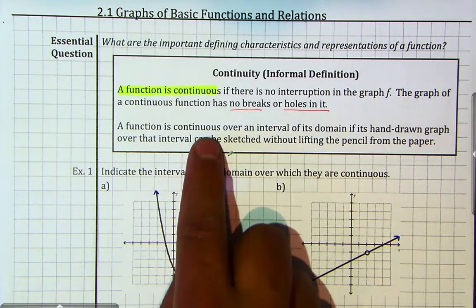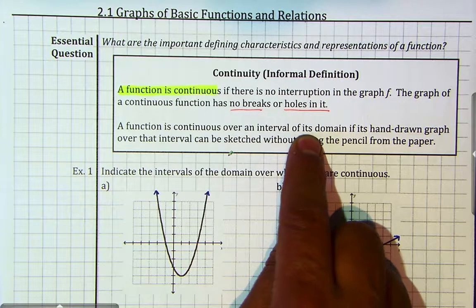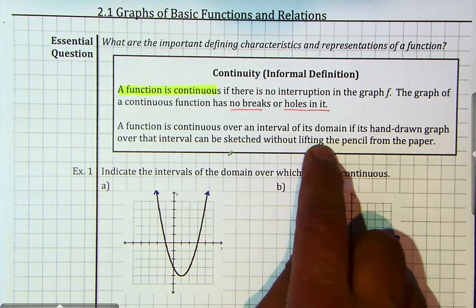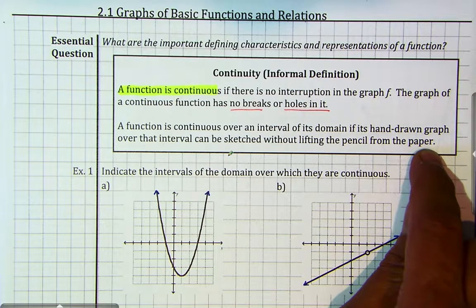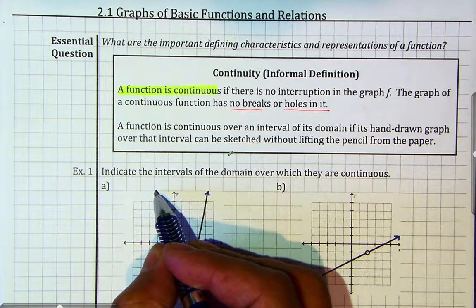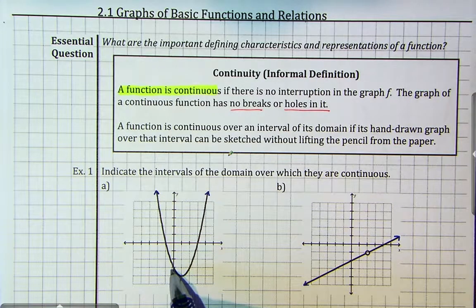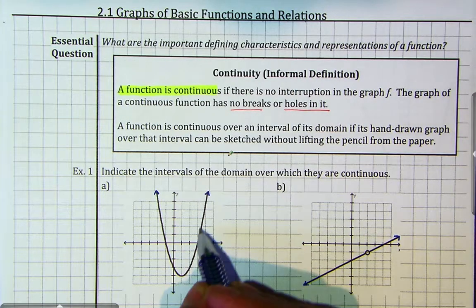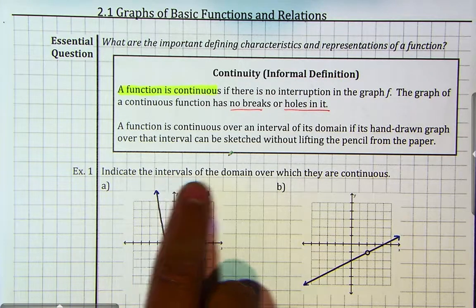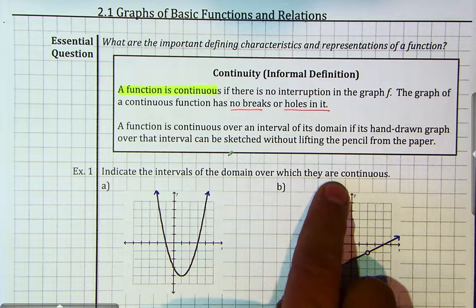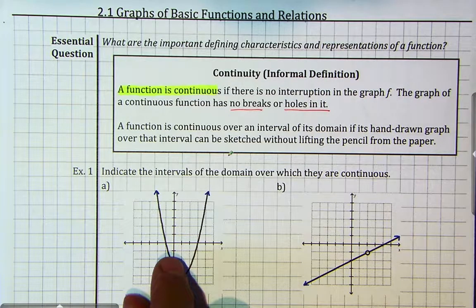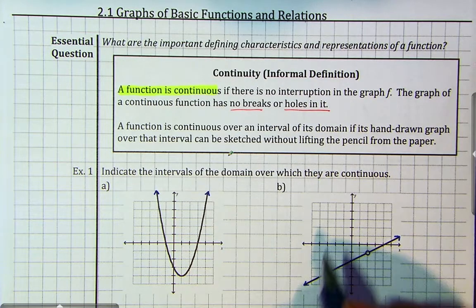A function is continuous over an interval of its domain if its hand-drawn graph over the interval can be sketched without lifting the pencil from the paper. So we have a continuous function if you're able to place your pencil and draw it without lifting it, and there are no gaps. So for example number 1, indicate the intervals of the domain in which the functions are continuous. We need to be able to identify those intervals.